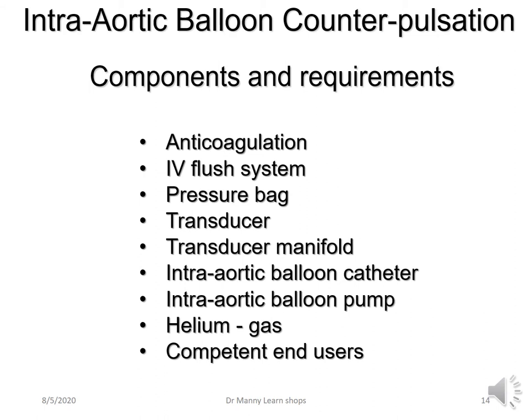Let's then look at some of the important components and requirements when we employ a therapy like intra-aortic balloon counterpulsation. We require anticoagulation, an intravenous flush system, a pressure bag transducer manifold, an intra-aortic balloon catheter, an intra-aortic balloon console or pump, helium or gas, and competent end users, that's you, if you're using an intra-aortic balloon pump.